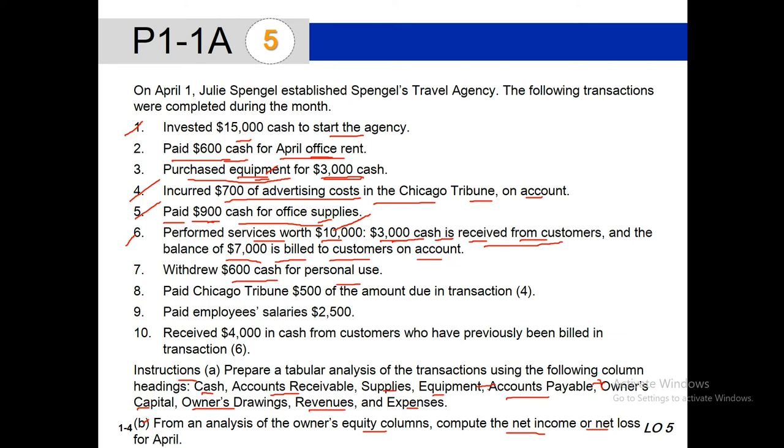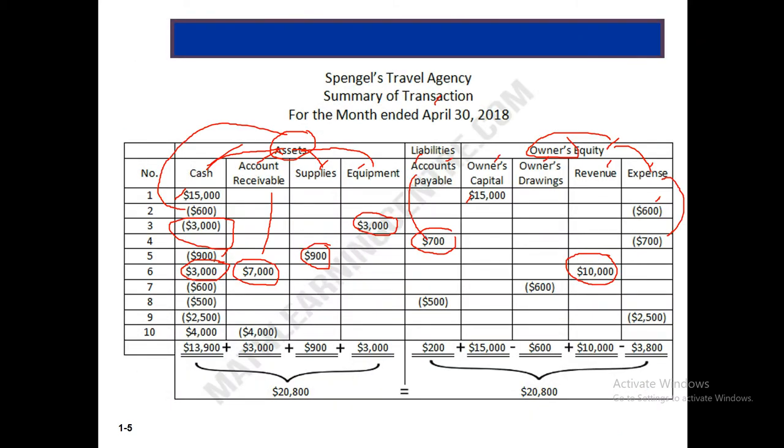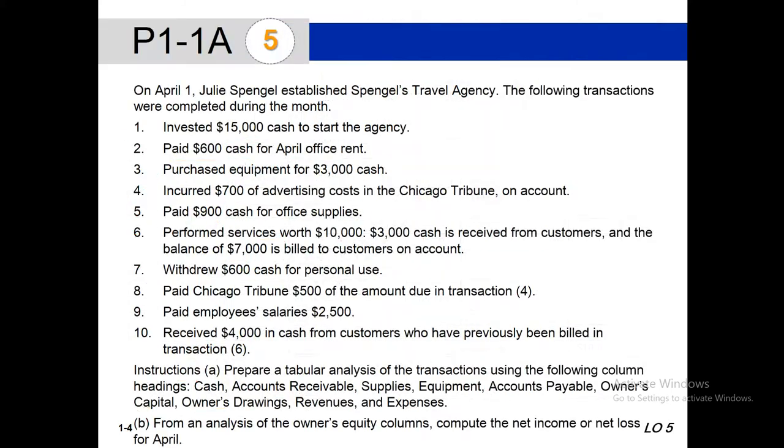Okay. Now we drew 600 cash for personal use. You know that for this withdrawal, the asset cash decreases and the owner's equity decreases $600 due to owner's withdrawal. That means owner's drawing. So you can see here, in owner's equity, the owner's drawing side 600 decreases, that means owner's equity decreases, and the asset, that means cash, will be decreased 600.